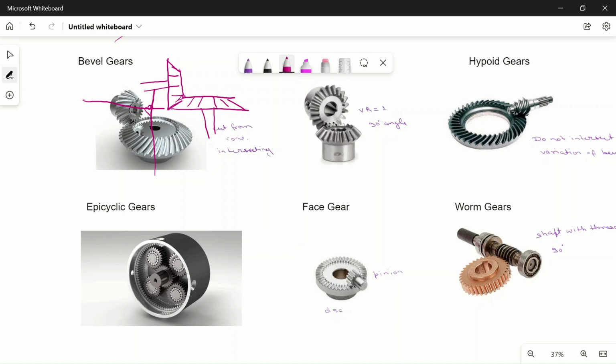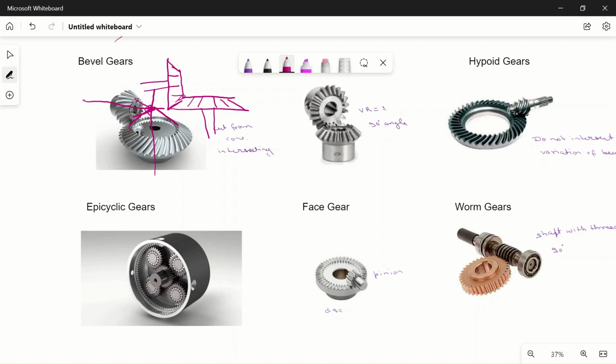See, this is the bevel gear. These are cut from the cone. If we complete this, it will become one cone, and if we complete this, it will become a second cone. So they are cut from the cone, and they are not parallel. They are used to transfer power at some angle. Okay, so I hope you understand up to here.